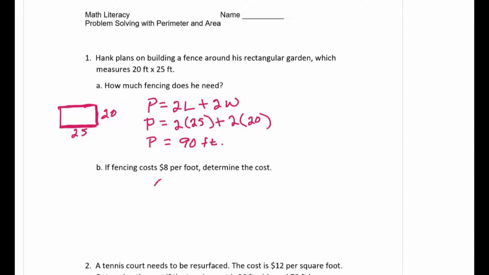To determine the cost, I'm going to multiply 90 times 8. It's $8 a foot, and we have 90 feet. So that is going to be $720.